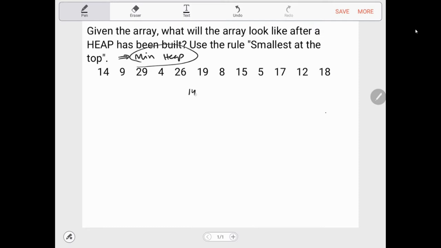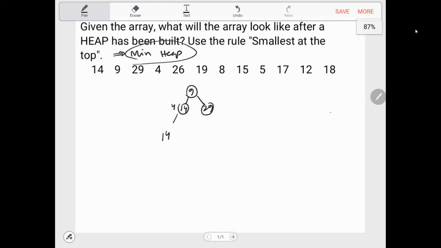14 goes here, 9 goes here, but since 9 is smaller than 14, we swap right away. So 9 goes here, 14 comes here. 29 goes here. Since 29 is greater than 9, it stays there. You have 4 coming here, but 4 is smaller than 14, so you swap. 14 comes here, 4 goes there. 4 is also smaller than 9, so we swap 4 with 9 as well.